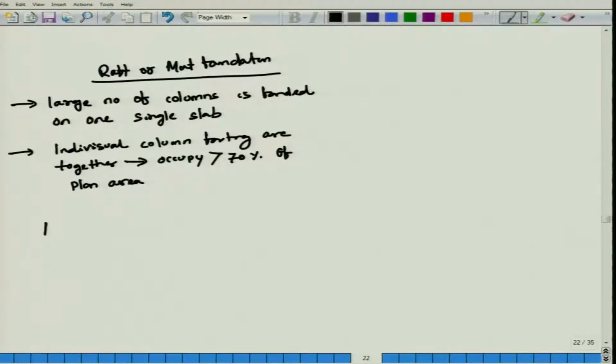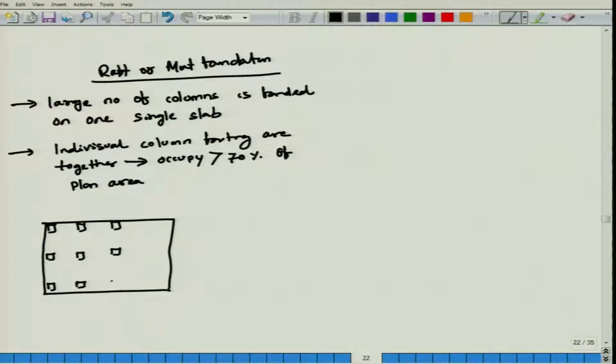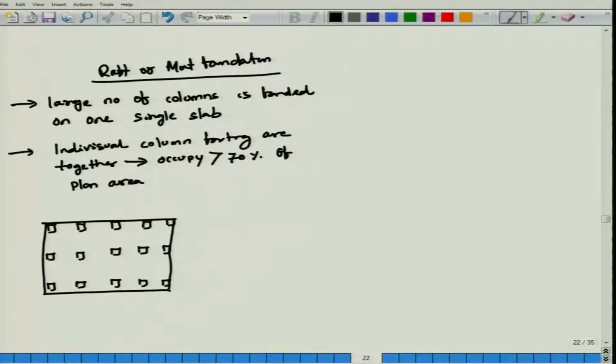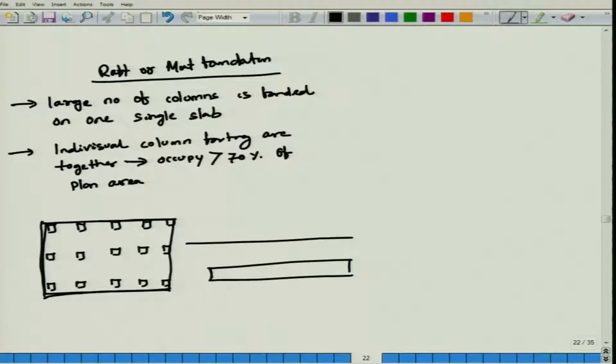If you look here, there is a plan of this building, then there is a column here, column here, column here, and so on. So, in that case there are many columns and there will be overlapping with each other, first condition. Second condition is it is occupying 70% of your plan area. If you do it independently, it is occupying 70% of your plan area. In that case what has been done is a single slab, that means this will be made a single slab.